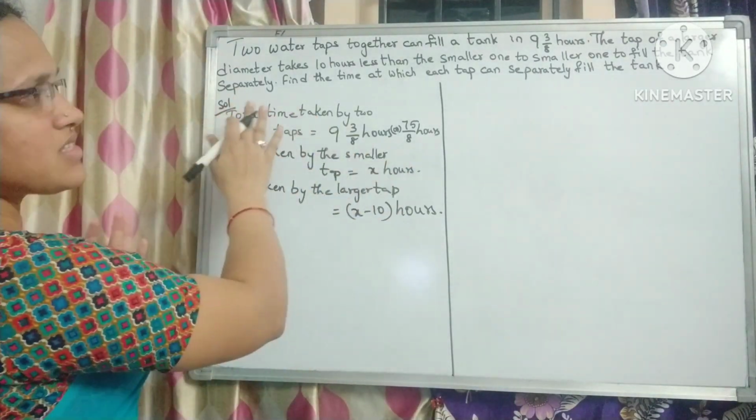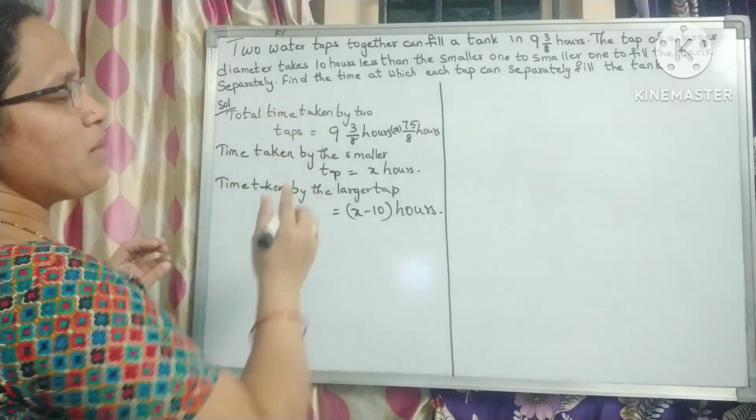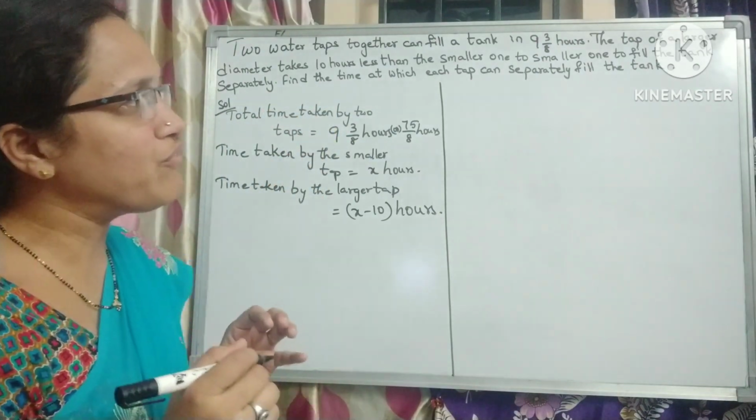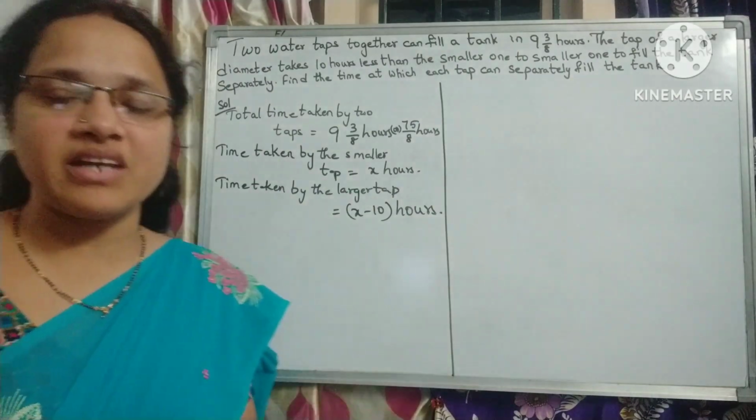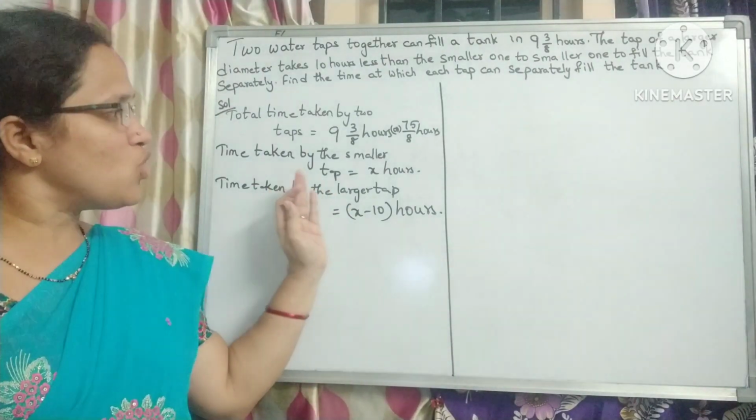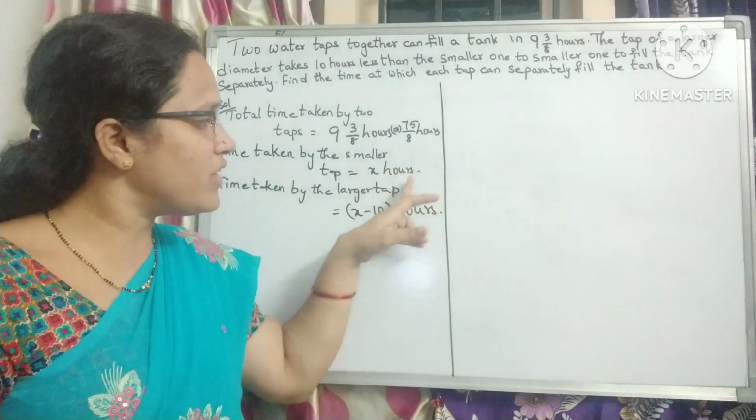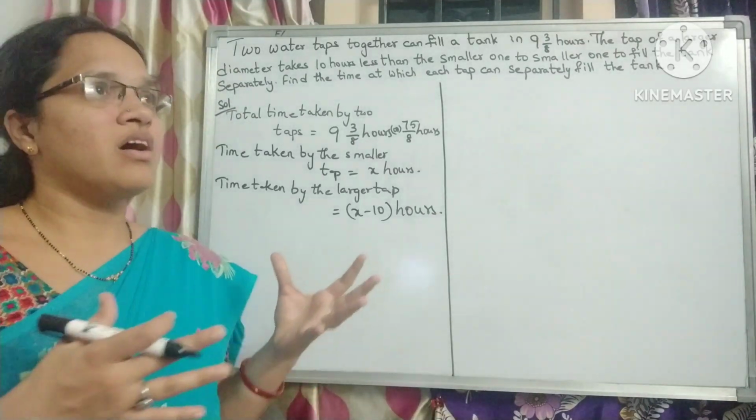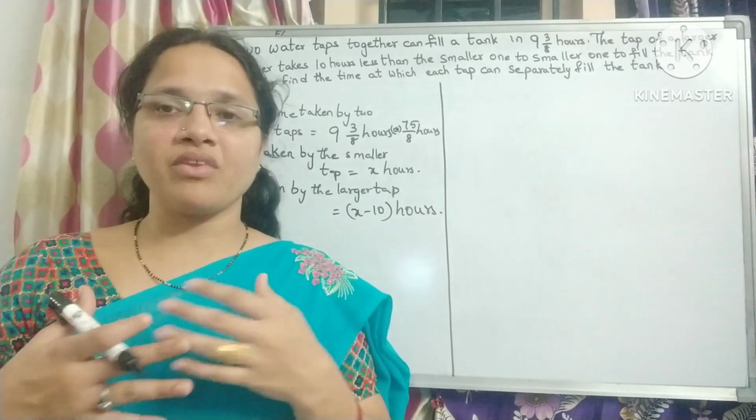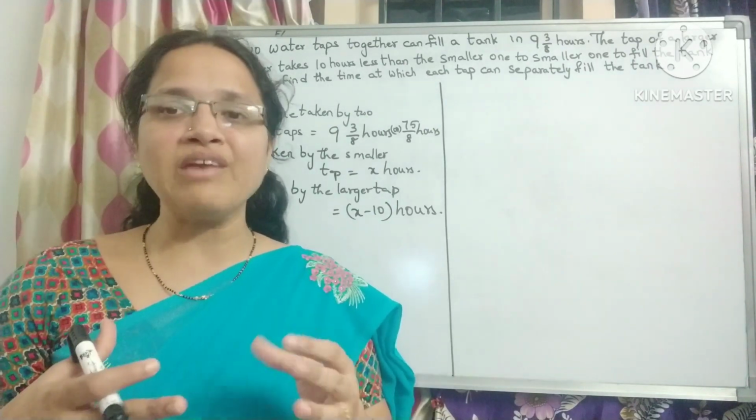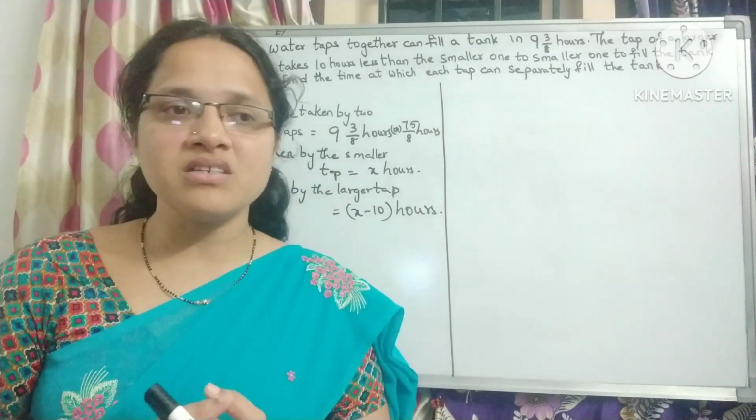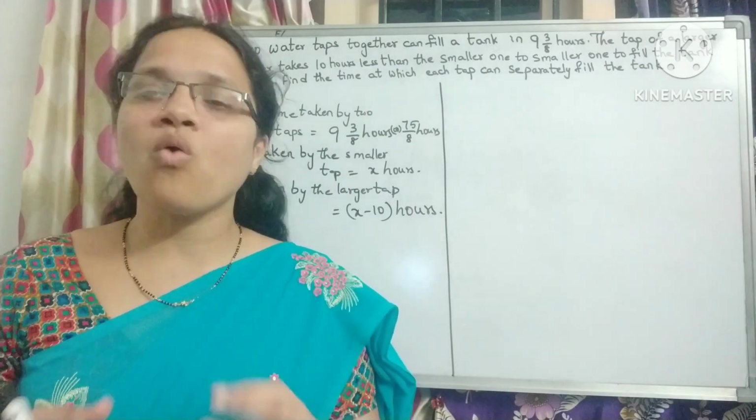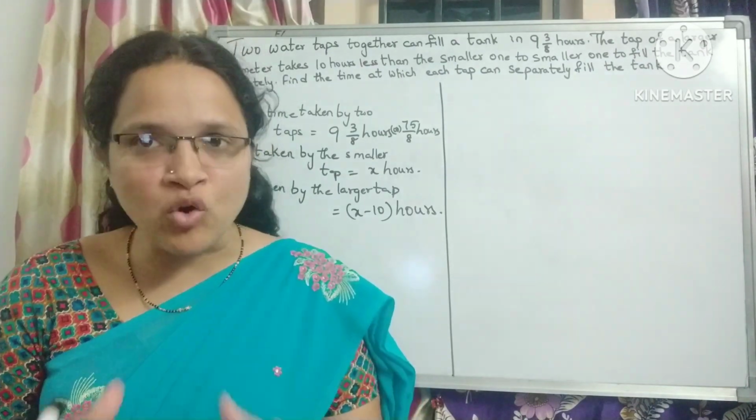Now they are asking: find the time at which each tap can separately fill the tank. All are given in hours. You should know this: suppose I am doing a work in 4 hours. That means in 1 hour, a quarter of my work will be done, that is, 1/4 of my work.